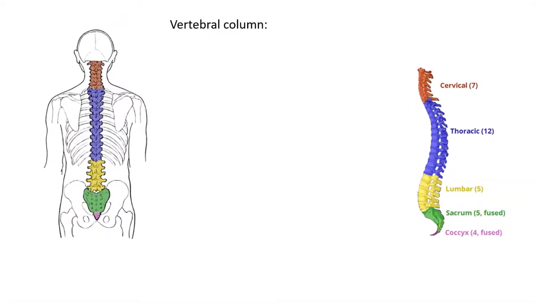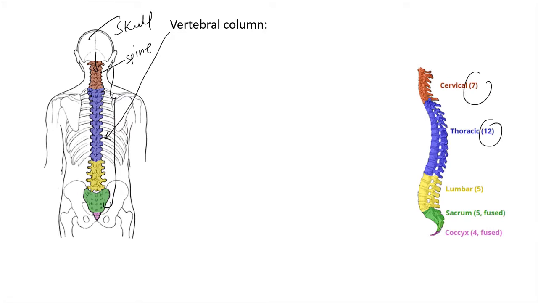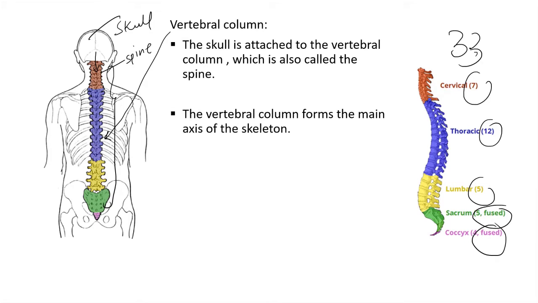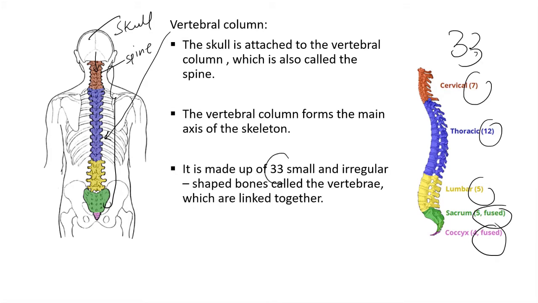Now what is the vertebral column? The skull, as you see here, is attached to the vertebral column, which is also called the spine. The vertebral column forms the main axis of the skeleton and it is made up of 33 small and irregular shaped bones, and these small and irregular shaped bones are called vertebrae. That is why they make a column-like structure on which the body stands.